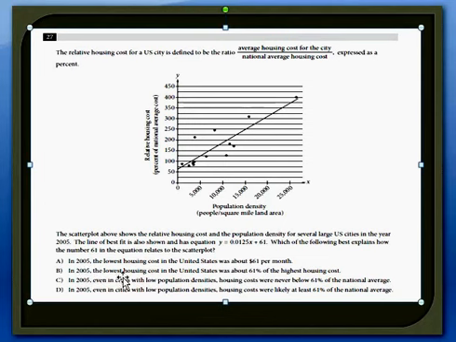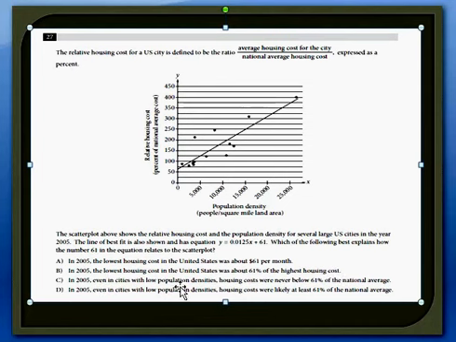The next choice is: in 2005, the lowest housing cost in the United States was about 61% of the highest housing cost. Again, what was the definition? The definition was that we are comparing to the national average cost, not the highest housing cost. So that's not the right answer.